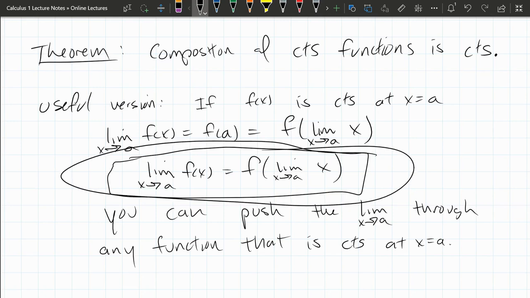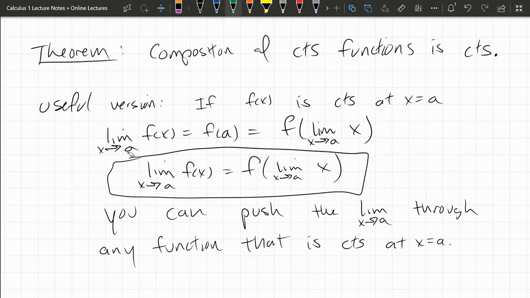And this basically lets us pass the limit inside the function whenever the function is continuous and write it like this. So again, this is very useful. And just think about it, you can pass the limit through any continuous function.